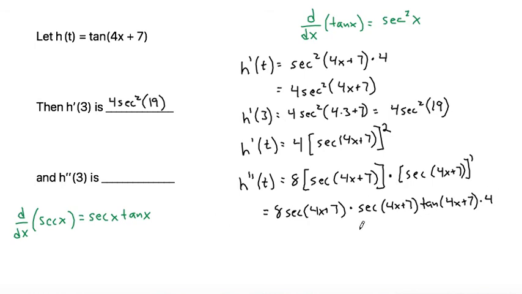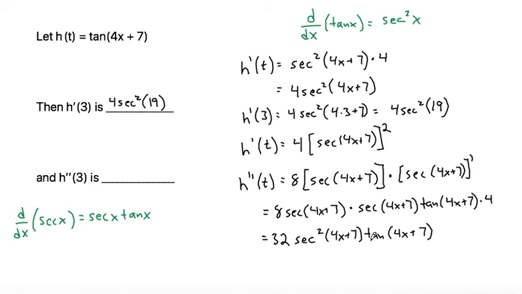So now we have this whole big long expression. We can bring the 4 to the front. 4 times 8 is 32. And here we have a secant of 4x plus 7 and another secant of 4x plus 7. So we could write that as secant of 4x plus 7 squared, or, writing it in the simplified notation, secant squared of 4x plus 7, and then we still have this times tan of 4x plus 7.